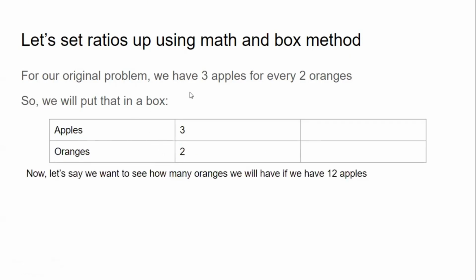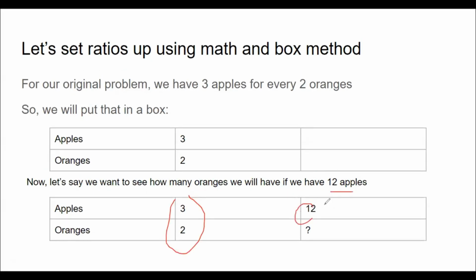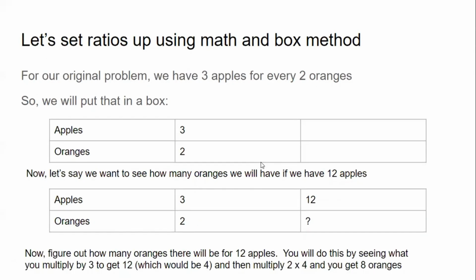Now, let's say we want to see how many oranges we'll have. We have 12 apples. So here is the new one. So notice I've got my original 3 apples for 2 oranges, and then I'm given 12 apples, so I put the 12 there. And then I have a question mark saying, I don't know how many oranges there are. Now, figure out how many oranges there will be for 12 apples.